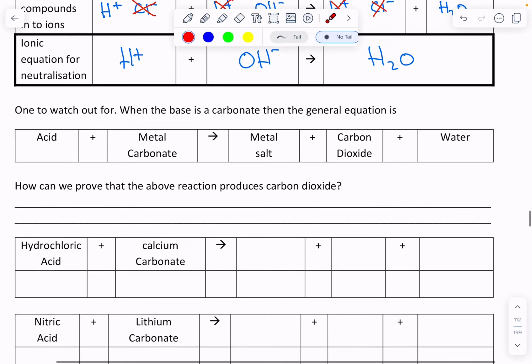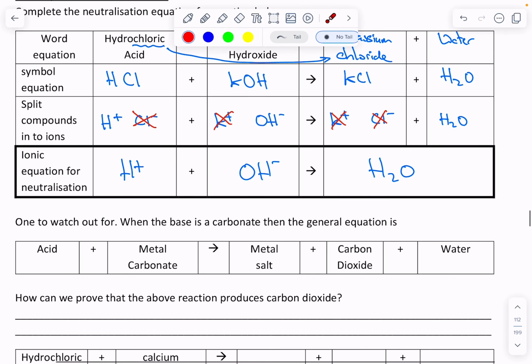Okay, we'll pause there. You don't do anything below here. We'll do that when we come together again, and there's some other work for you to complete in class.